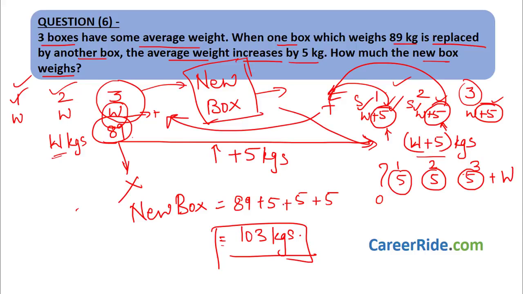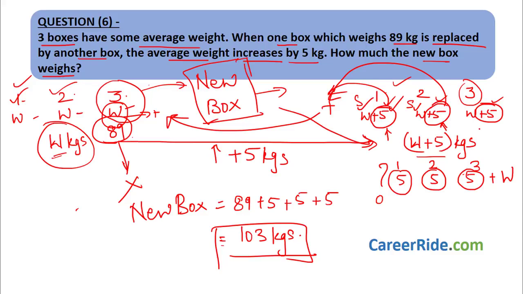Again, I'll explain it to you. Now let us assume there are 3 boxes, okay, box 1, box 2, box 3. Now the average weight of these 3 boxes is W kgs. So individual boxes will weigh W kg, W kg and W kg, right? Now suppose we take another 3 boxes, 1, 2 and 3, and their average weight is W plus 5 kgs, what would be the individual weights? W plus 5 kg, W plus 5 kg and W plus 5 kg.